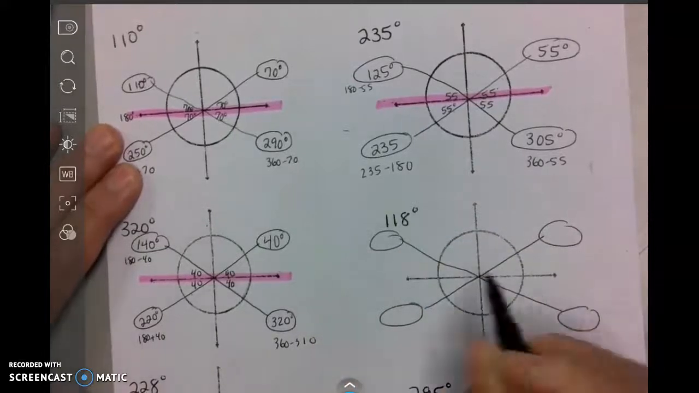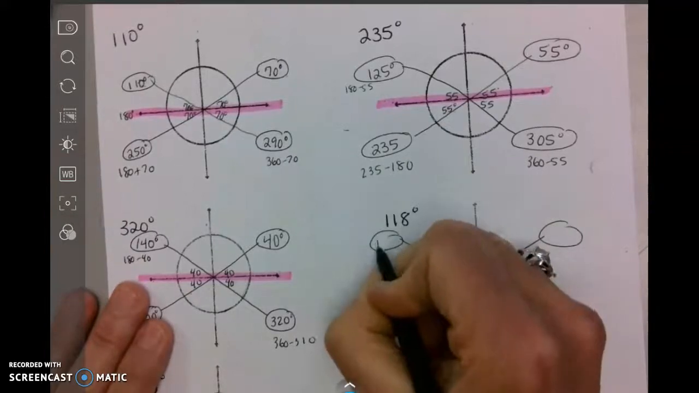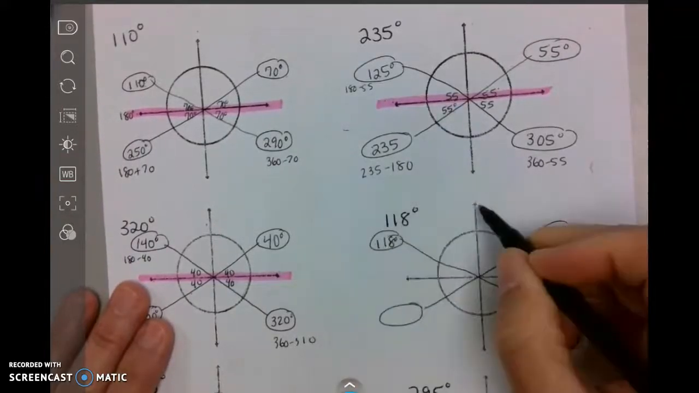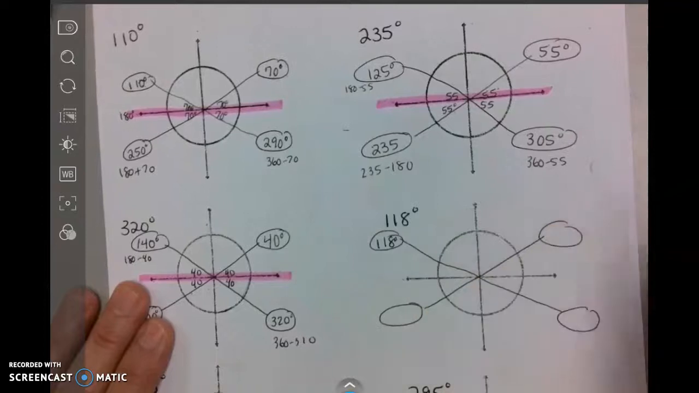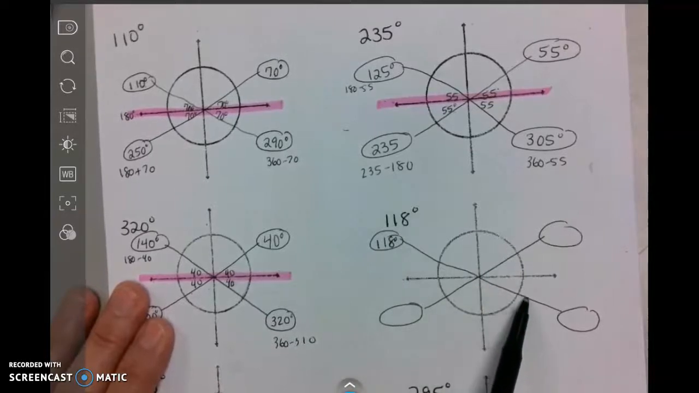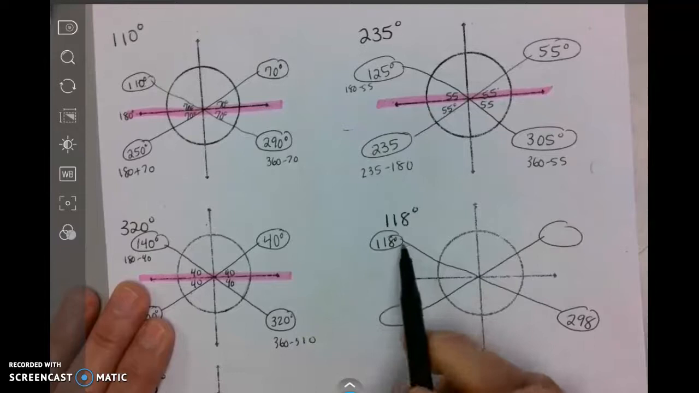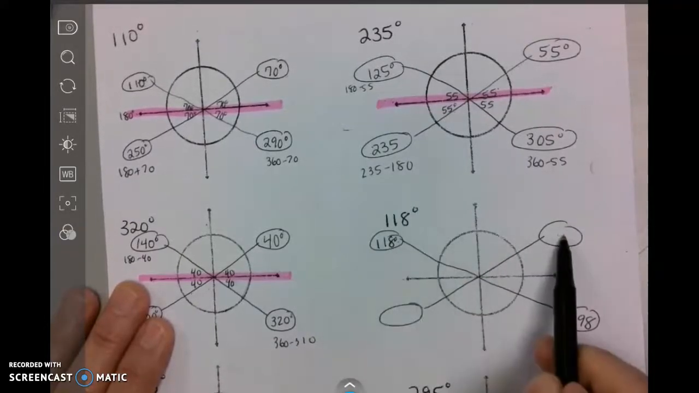I always have to first figure out where this angle goes. 118 will go here, because this is 90 and this is 180. Now remember, as I go along here, this is a straight line, and I'm getting bigger, so I add 180. That gives me 298.